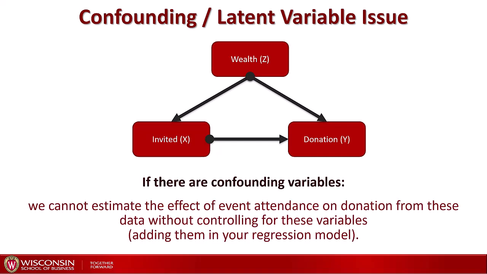If you have confounding variables like this, you cannot separate the effect of wealth from the effect of being invited. So you don't know what share of the donation is due to being wealthy and what share is due to being invited. In this case, we cannot estimate the effect of event attendance on donation from this data without controlling for these latent or confounding variables. So you need to add them to the regression, but by definition, if it's a latent variable, you might not have the data to begin with.